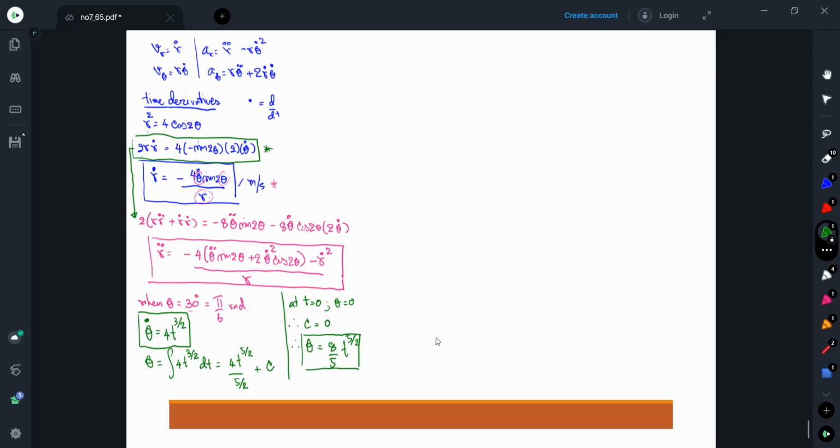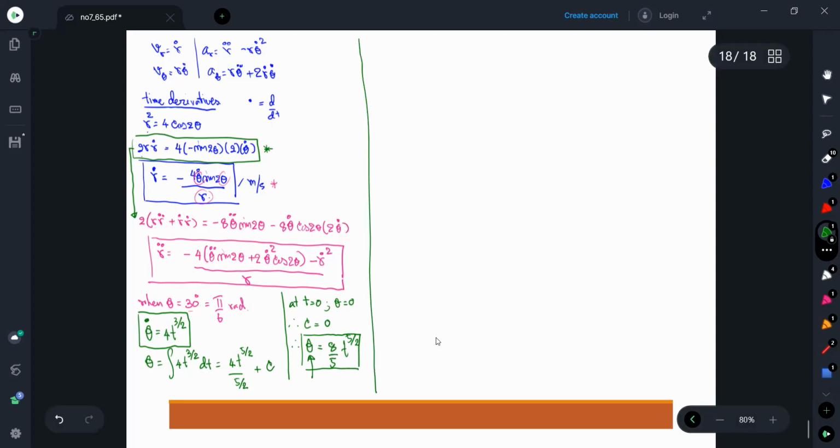And after that, we substitute the angle theta in radian. We have to substitute it in radian. Do not substitute in degree. Theta equal to 30 degrees means pi over 6.